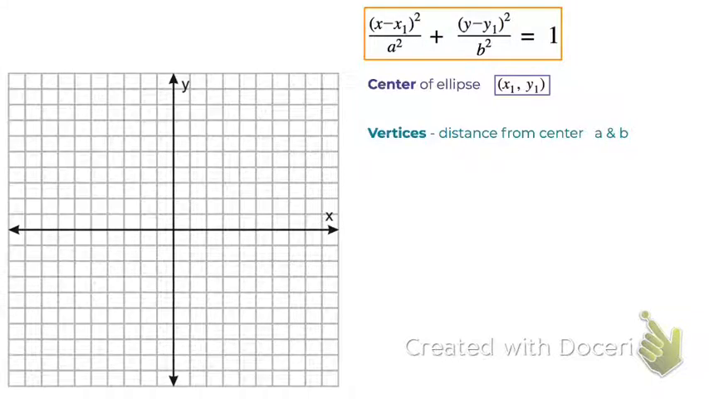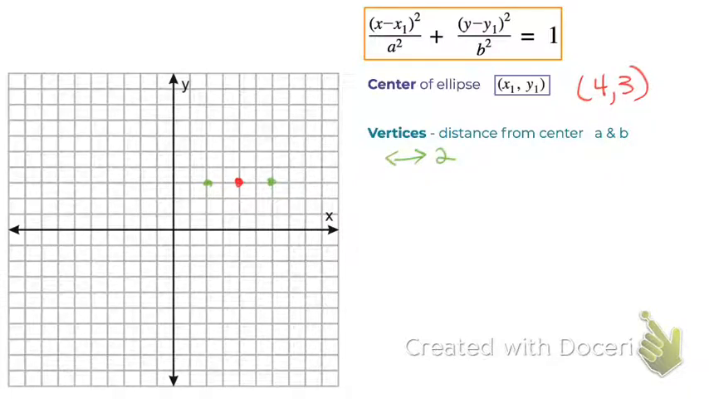Let's say I have an ellipse and this is my center. So over 1, 2, 3, 4, up 3. So my center is 4, 3. And let's say the distance to the right and left, it goes maybe 2 to the right and 2 to the left. So I'm just going to write that down. From the center, it's 2 to the right and 2 to the left.